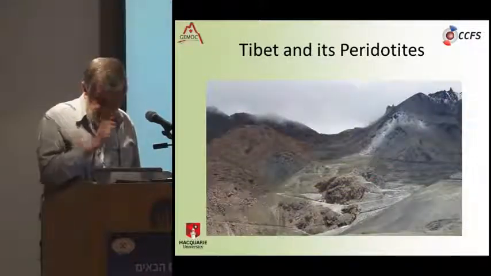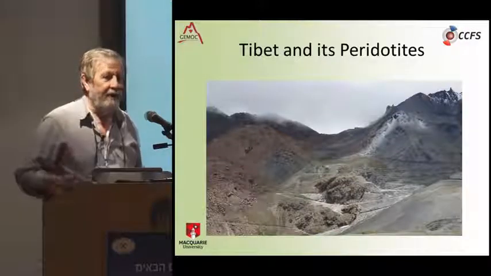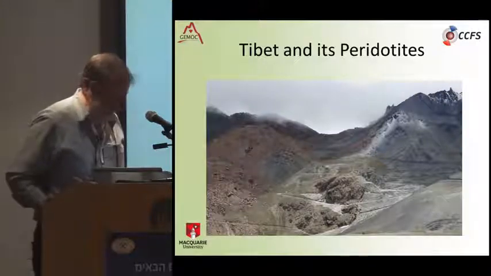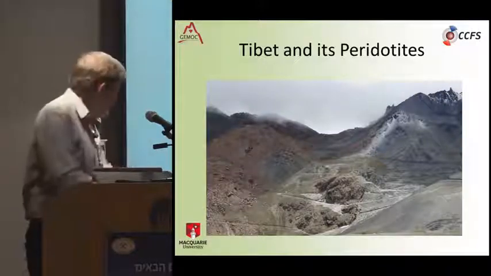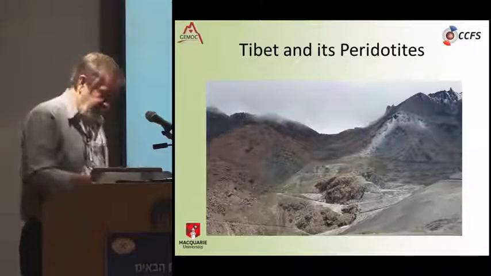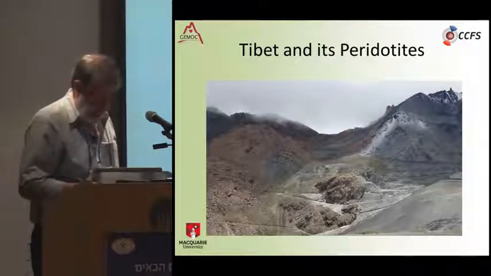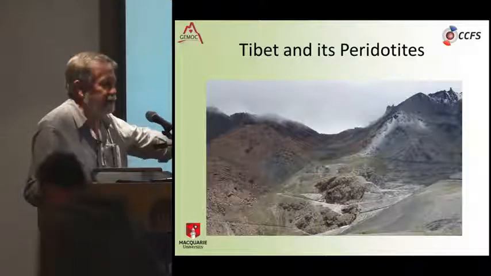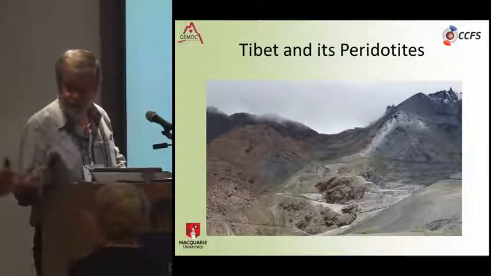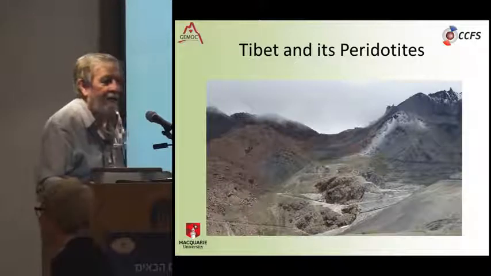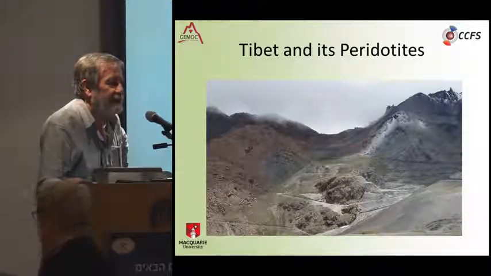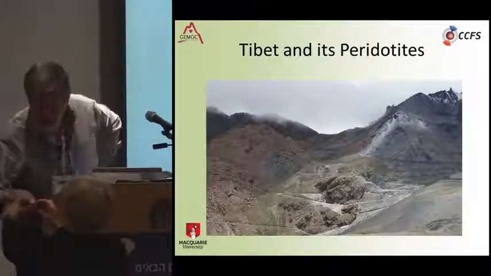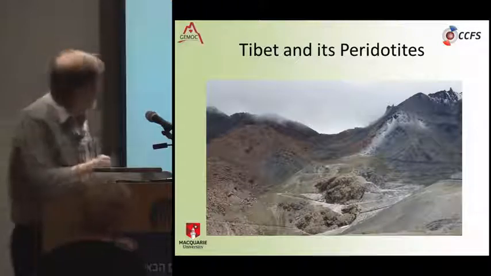Now, when you start looking at the peridotites, you have to go up very high. This is 5,000 meters, and they're beautiful things. What you're seeing here, the sunlight stripe there is nicely outlining the contact between one of the peridotites and the Triassic schists that are to the right. And this is a thrust contact.